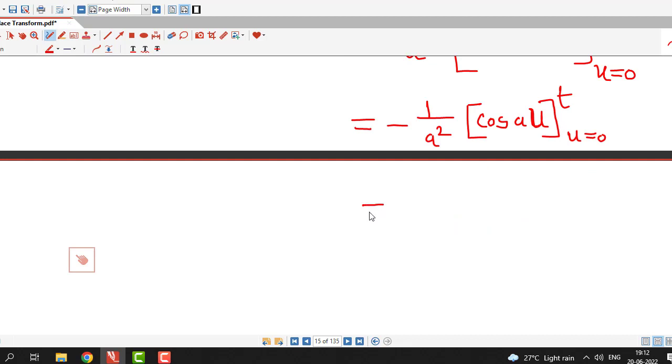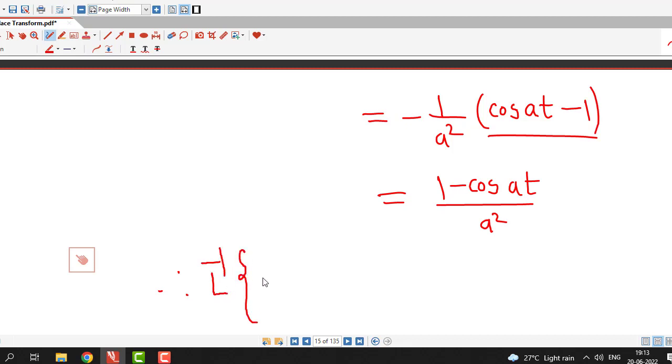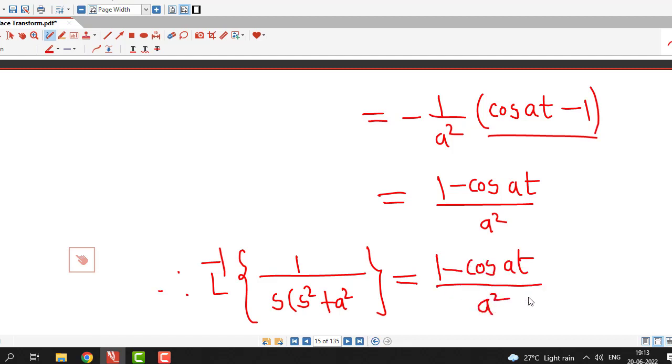So first we take u equal to t, minus 1 by a square. If we take u equal to t, we have cos a t, minus u equal to 0, that is cos 0, which is 1, and we can take this negative sign inside the bracket, and we rewrite this as 1 minus cos a t divided by a square. So therefore we have obtained L inverse of 1 divided by s times s square plus a square equal to 1 minus cos a t divided by a square.